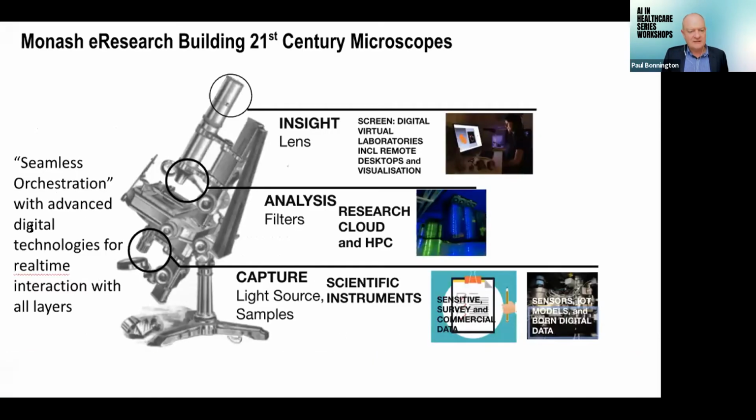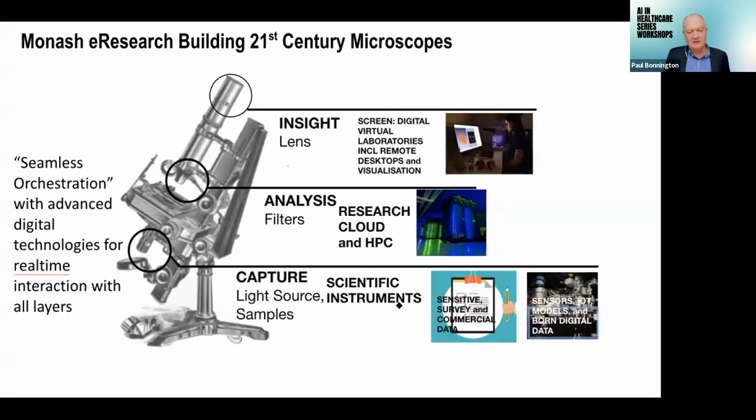Now, the eResearch Centre has been one where we're building these 21st century microscopes. If you think about a microscope, you can view it in really three parts. It's got a light source down the bottom, it's got analysis filters in the middle and focusing knobs, and then it's got a viewfinder at the top. And in a way, you can think of what we're doing in the eResearch space as building a seamless orchestration of things coming together to perform those three roles.